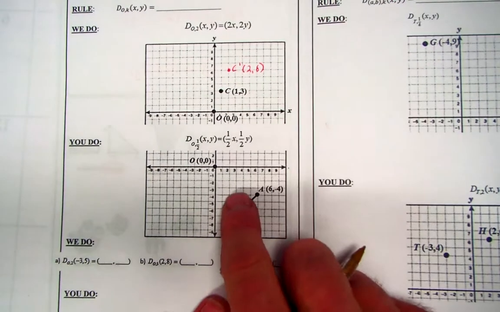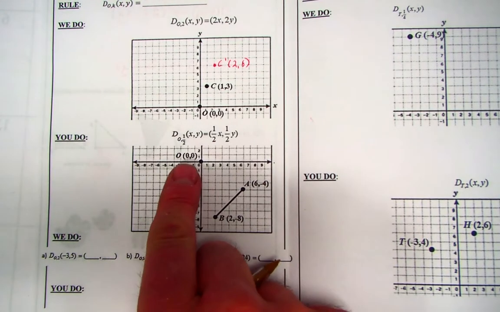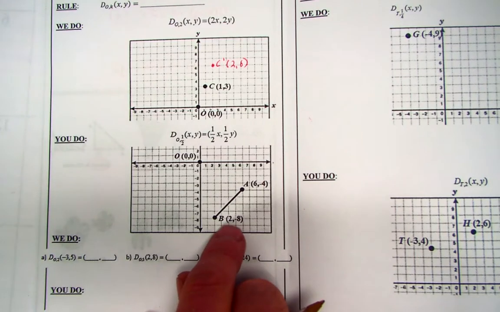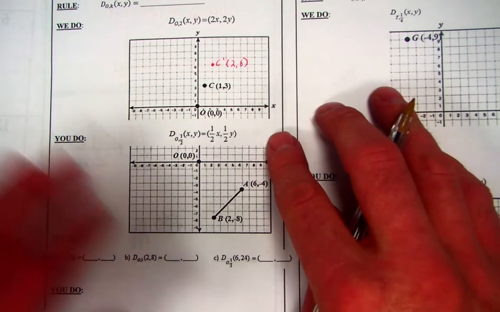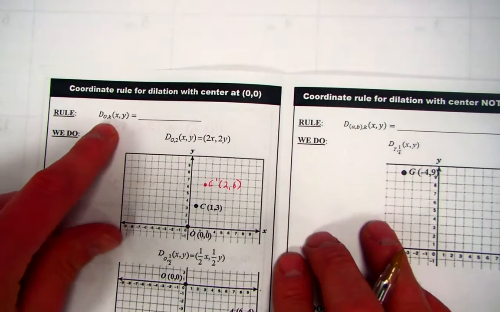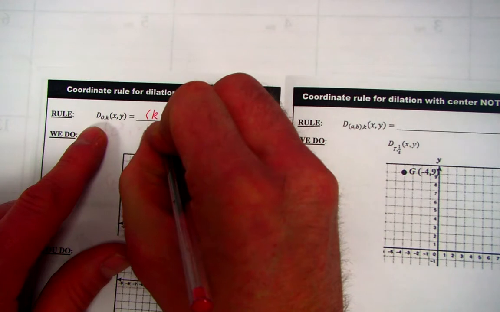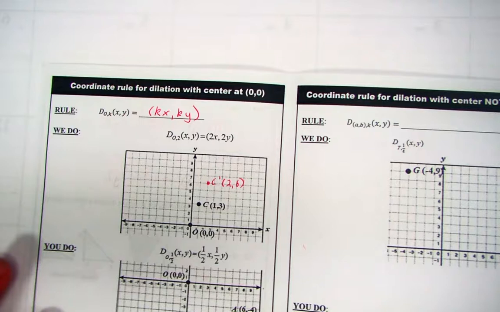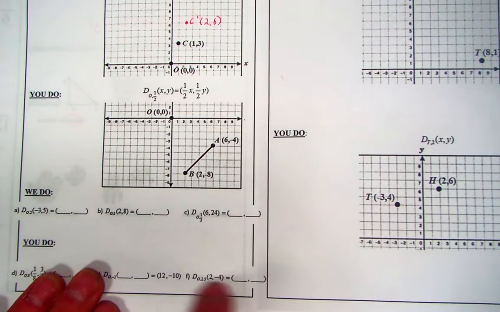Okay, on this one you're going to half each coordinate when the center of dilation is at the origin. And again, it just means you half the x and the y. In this case, you're going to connect the dot. So that means our rule for a dilation, when the center is at the origin, is to simply multiply both the x and the y by the scale factor of k. So that's the rule. So down here, I'll do these 3. You can do the bottom 3.